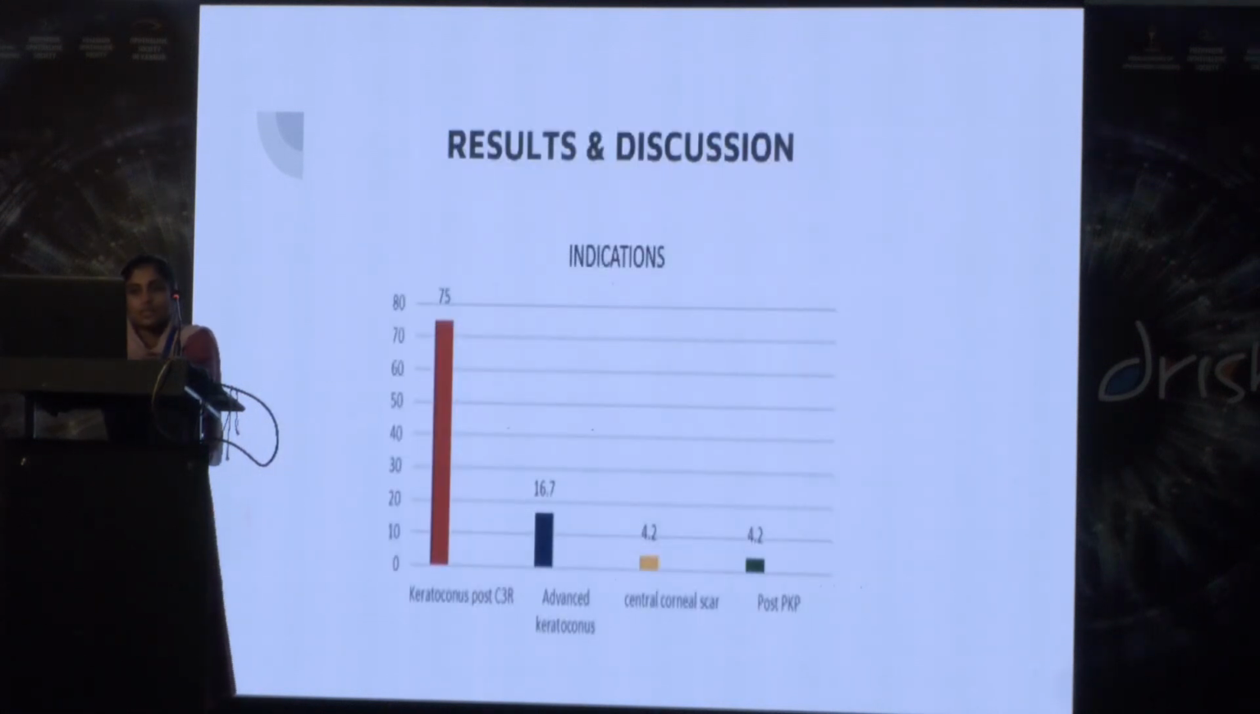Coming to the results and discussion, we found that the main indication of scleral contact lens was in keratoconus patients. Almost 75% of the patients who were prescribed the scleral contact lens were keratoconus patients post C3R, and 16.7% of the patients had advanced keratoconus, and 4.2% of the patients had central corneal scar, and 4.2% was post penetrating keratoplasty.